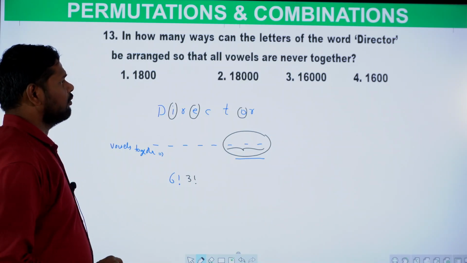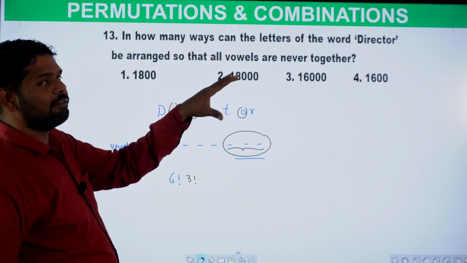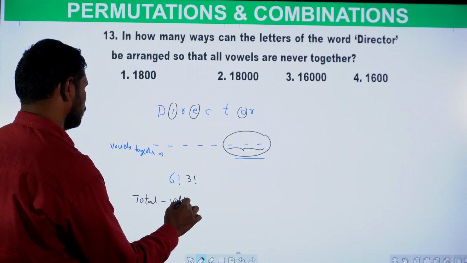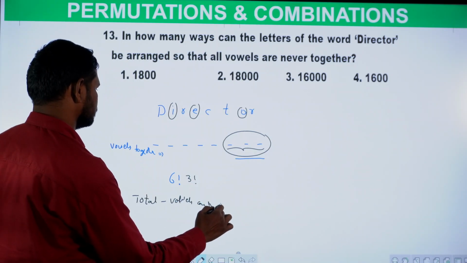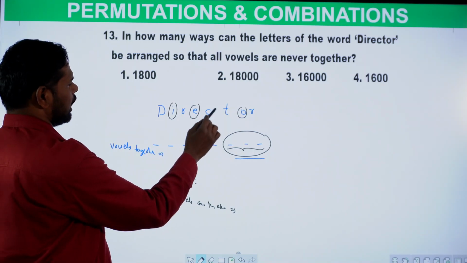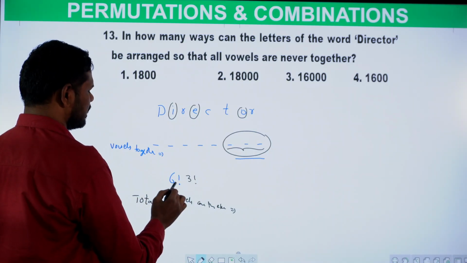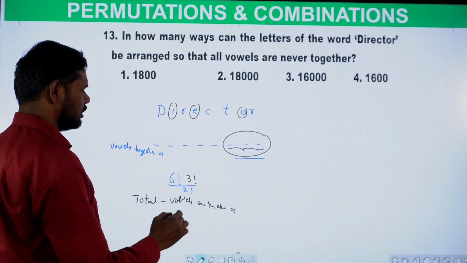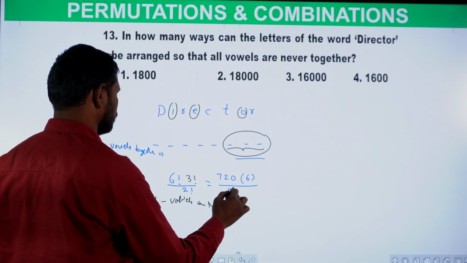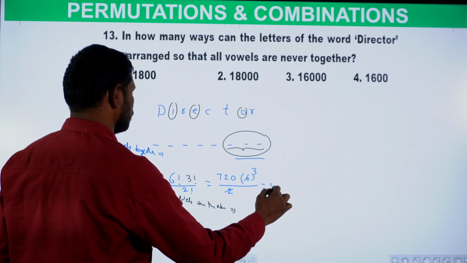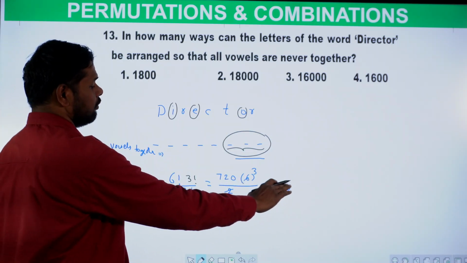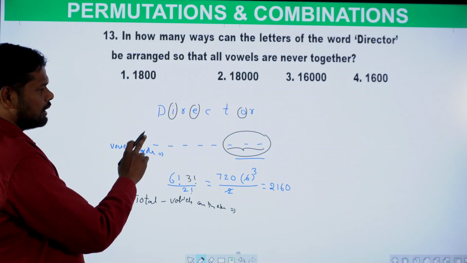Now what they are asking, all vowels never come together, means you need to subtract from the total the vowels-together arrangements. In the vowels-together case, there is a repetition: R is repeated 2 times, so you need to divide by 2 factorial also. Let me simplify this value. 6 factorial is 720, 3 factorial is 6, divided by 2, so 3, and 720 into 3 gives 2160. These are the different words arranged with all the vowels together in director.